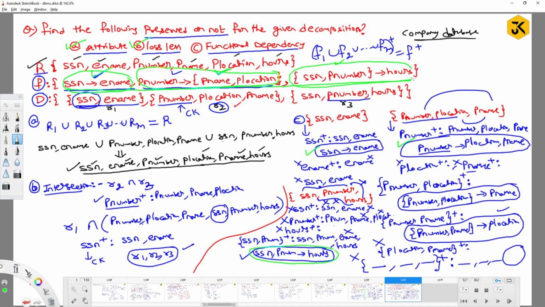As all the FDs are preserved in the sub-decomposed relations, I can say that the FD is preserved, right? In this particular example, all 3 properties are preserved, right? And these are some of the additional functional dependencies which you understood directly, right? Fine. So this is the way you can solve whether a particular thing is preserved or not. I hope you understood clearly. Thank you.